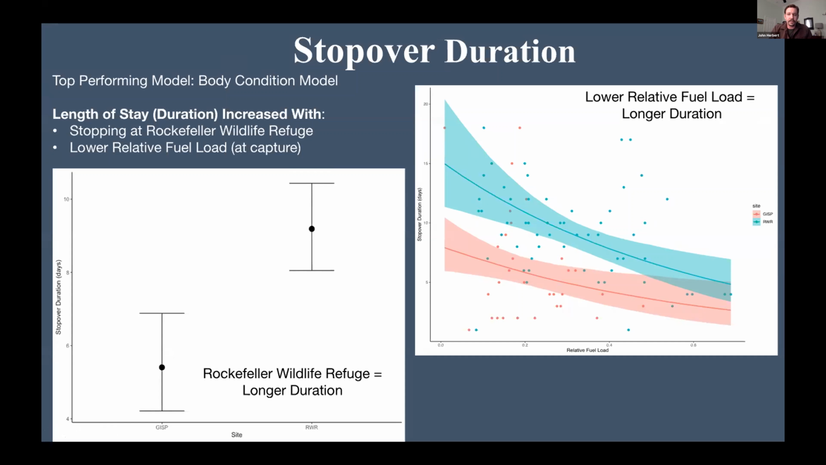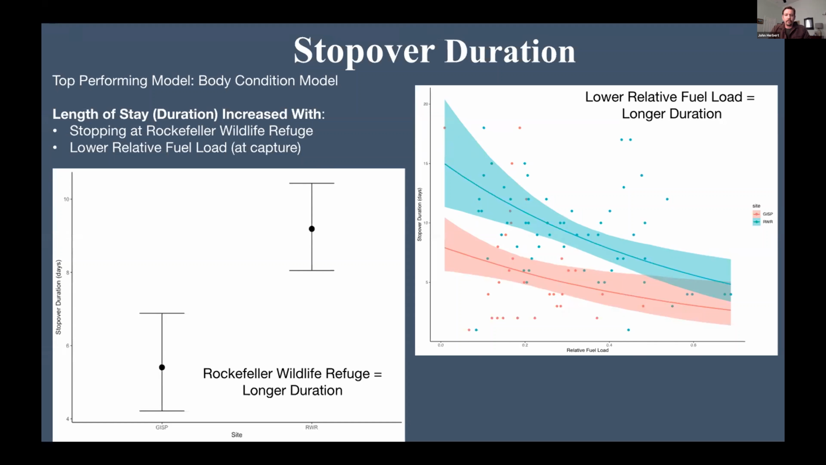However, we did find that sites still influenced duration, with similar fuel loads at capture among sites, and birds still staying at Rockefeller longer. So it's suggesting that they are exploiting the resources at Rockefeller. They're refueling as much as they can because of potential unreliable habitat on northbound migration. And then at Grand Isle, they're stopping because they're exhausted. So these barrier islands are still important.